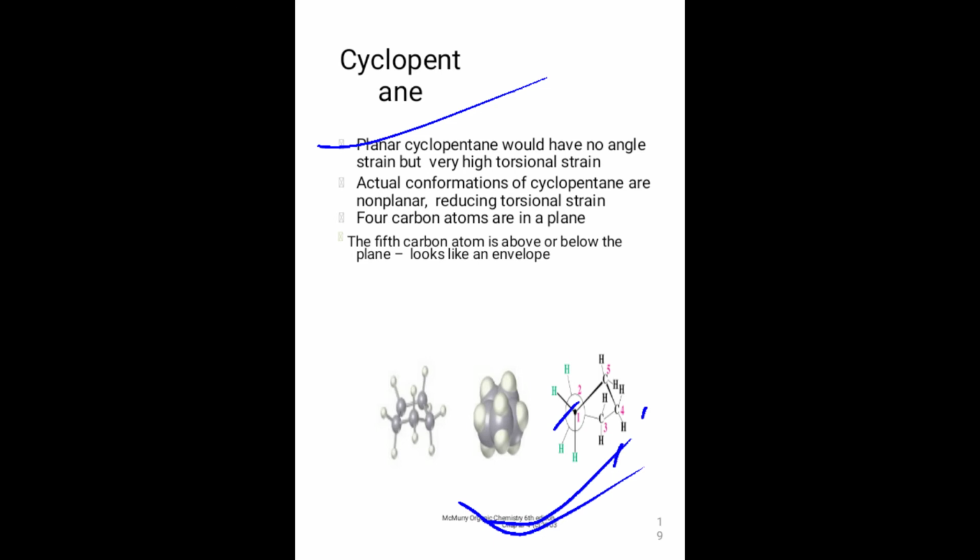So there is no angle strain, but they have the torsional strain. And the actual conformation of this cyclopentane is non-planar. 4 carbon atoms are in one plane, and the 5th carbon atom is present above or below the plane. That's why it is a non-planar structure. So the 4 carbon atoms are present in the same plane, and the 5th one may be present below or above the plane. So this is the conformation of the cyclopentane.